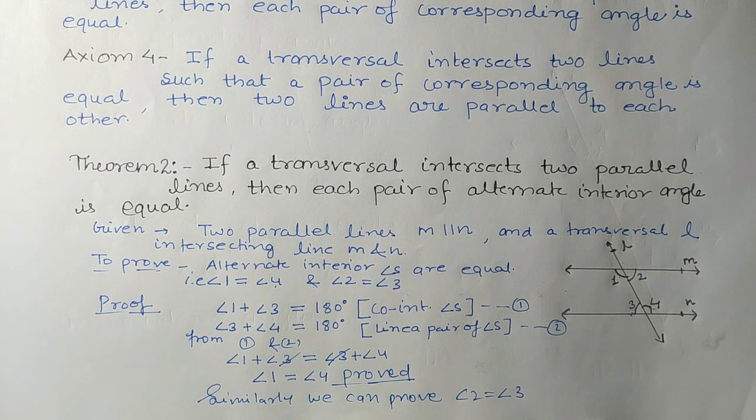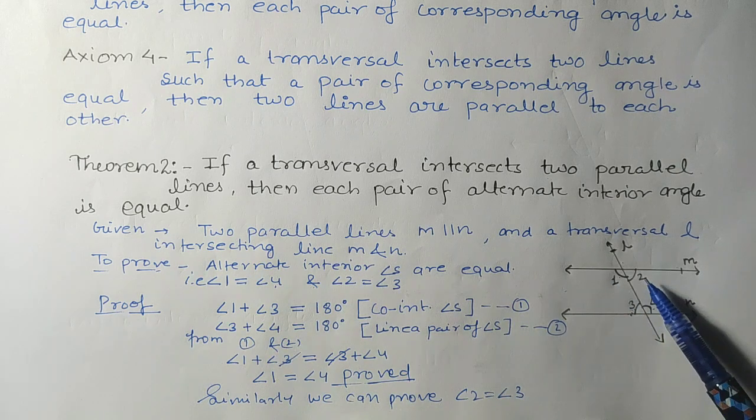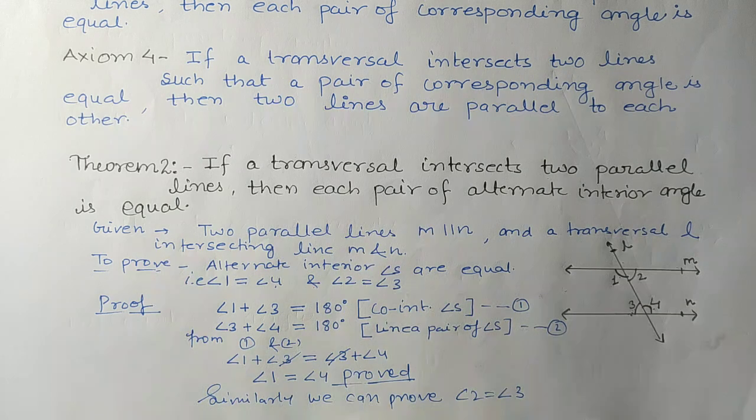Okay students, so this is a very important theorem, how to prove that alternate interior angles are equal. Here we have proved angle 1 is equal to angle 4 and angle 2 is equal to angle 3. And it is not necessary that there is only one method to prove this. By other methods also we can prove that alternate interior angles are equal when a transversal intersects two parallel lines.